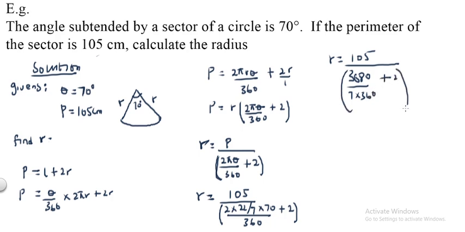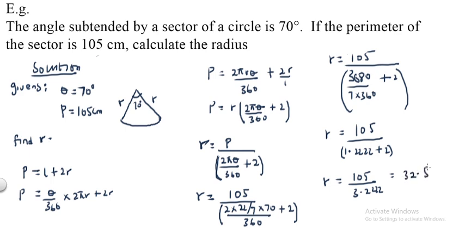So this is the denominator, and then R will be equal to 105 over, if you solve this, 1.2222 to about 4 decimal places plus 2. Then you have R is equal to 105 divided by 3.2222. So this is equal to around 32.586 centimeters. So that's the radius of a sector with this perimeter.